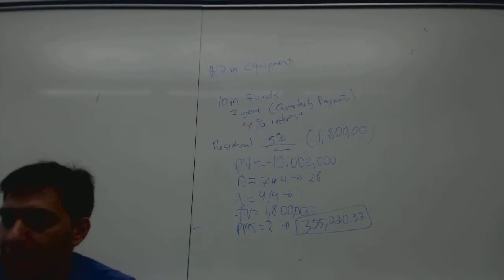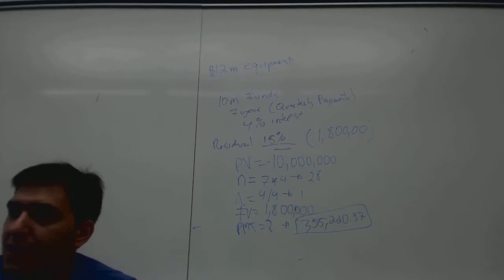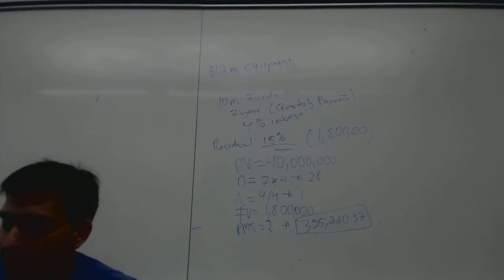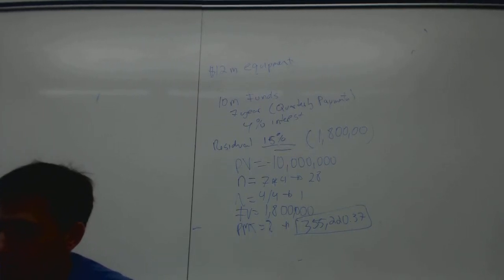Now, let me just check. But I think in Excel, you prepare present value, you have rates. Oh, yeah, 355. Okay.